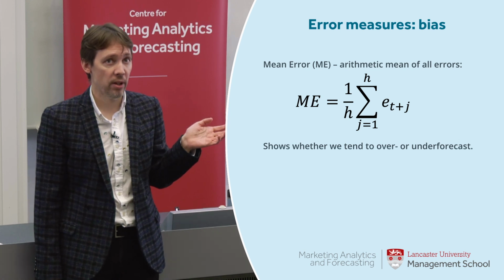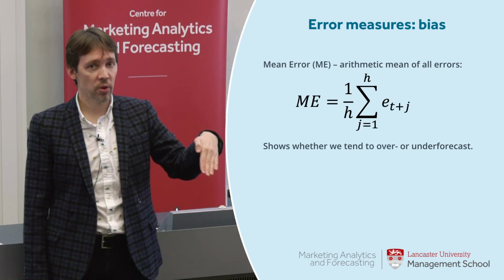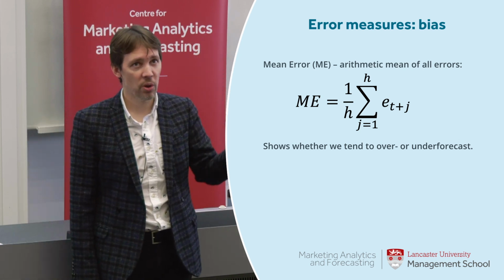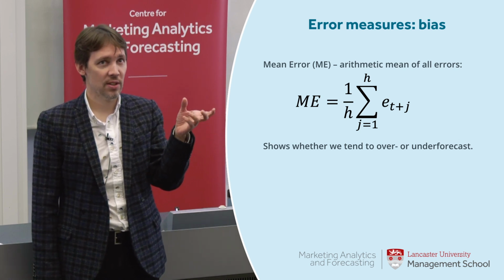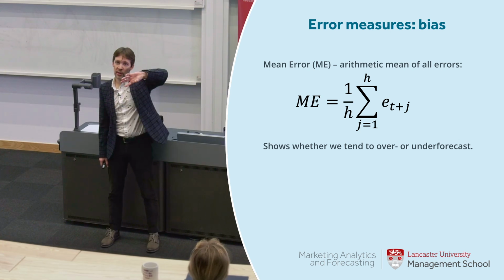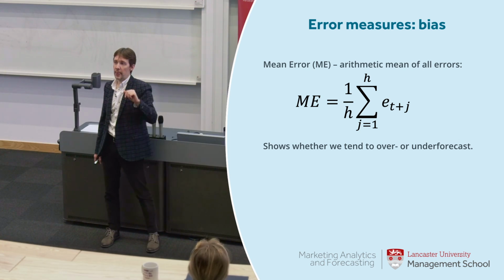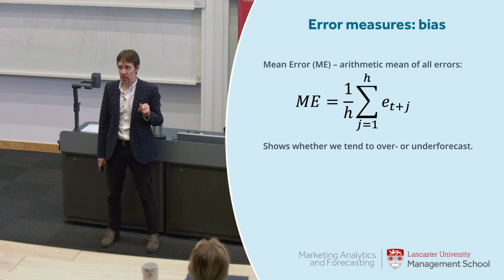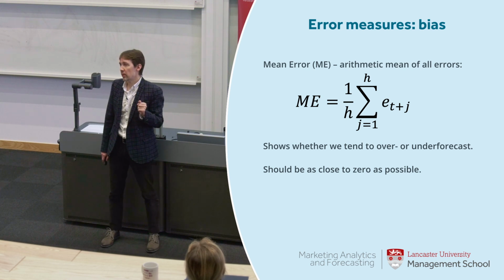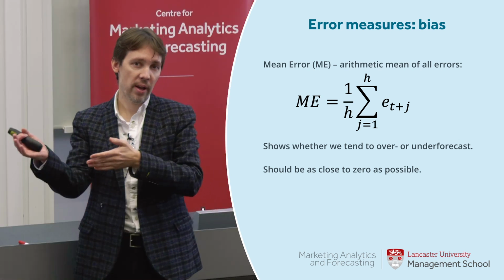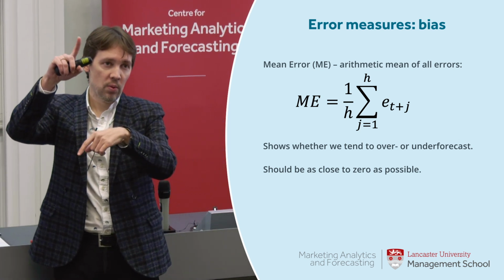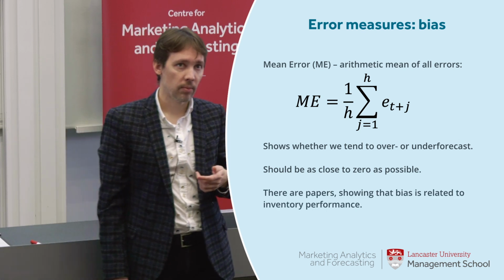So in general, this mean error shows whether we tend to over-forecast or under-forecast. If it is positive, then we under-forecast, and if it is negative, then we over-forecast. Sometimes it is slightly counterintuitive. That's why people, in some cases, revert the sign and calculate minus e. But we are not doing that here. Ideally, this should be as close to 0 as possible, because if it is close to 0, then this means we have unbiased forecasts, meaning that the positive errors are cancelled out by the negative ones.